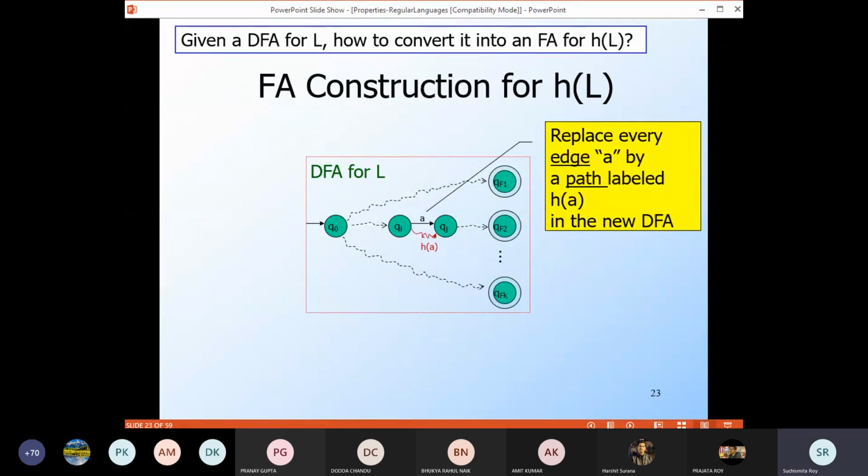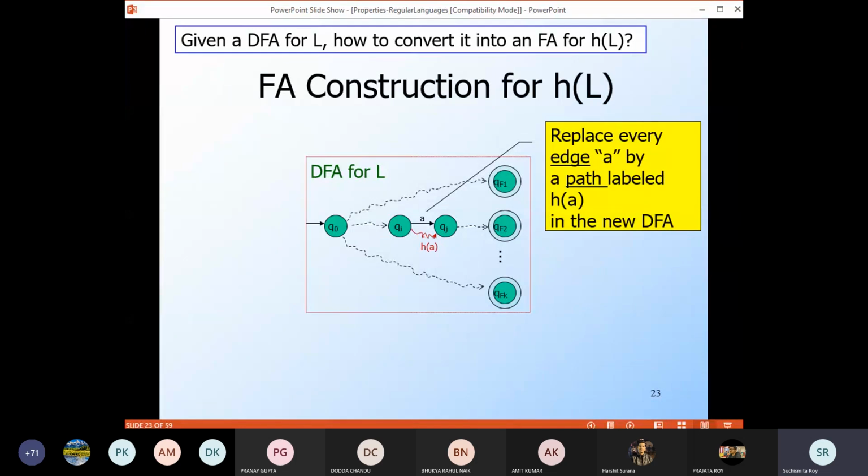So what do we do? Replace every edge. Remember, every symbol which is accepted will actually be represented by a transition on that symbol. It's just an edge. So every edge you replace by a path, because it's a homomorphism and every symbol is replaced by a string. So you replace the edge by the path accepting that string.